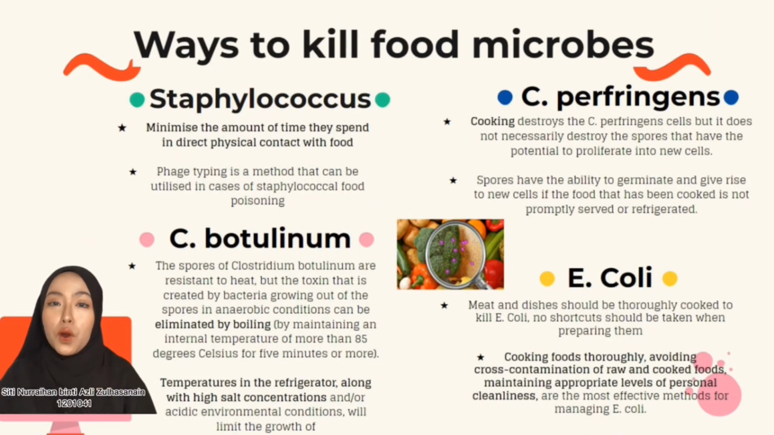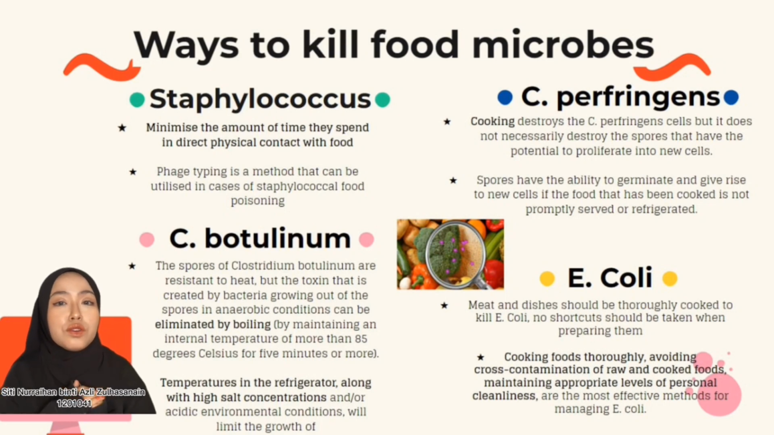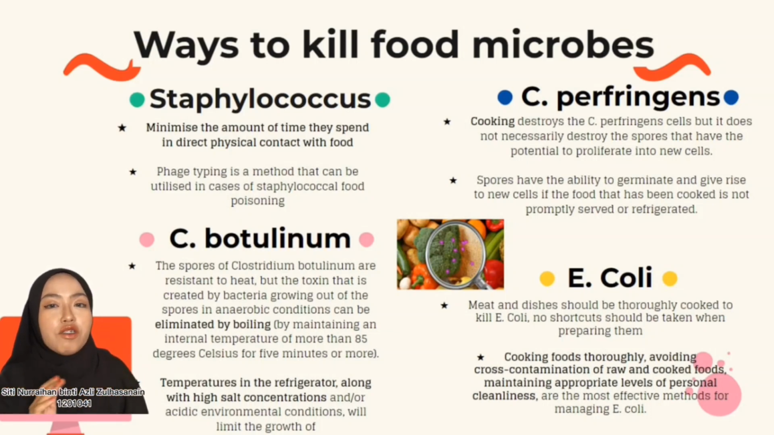So, what are the ways to kill food microbes? Staphylococcus causes illness by releasing enterotoxins into the food, which leads to food poisoning. Therefore, it is essential to keep foods in the refrigerator, and the use of aprons and gloves by staff members helps reduce the risk of skin-to-skin contact. Next, staff members should continue to adhere to the rules of hygiene and minimize the amount of time they spend in direct physical contact with food.